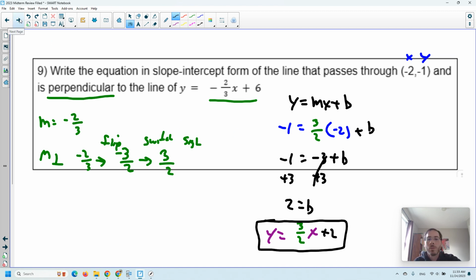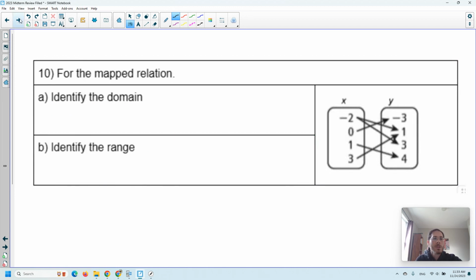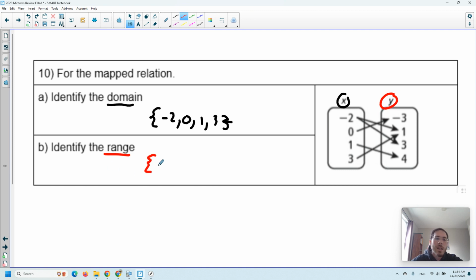So there we go. For 10, now we're into Unit 3 stuff. For the map relation, identify the domain and the range. So remember, domain is going to be just like the x's. So if I look at the domain, we've got -2, 0, 1, and 3. Those are all the x values. Identify the range. Those are all the y values. So we've got -3, 1, 3, and 4. So there we go. We got the domain and the range. That's it. We're done. So notice this one would not be a function. They didn't ask, but there's 2 arrows from -2. So it's just a relation, not a function.